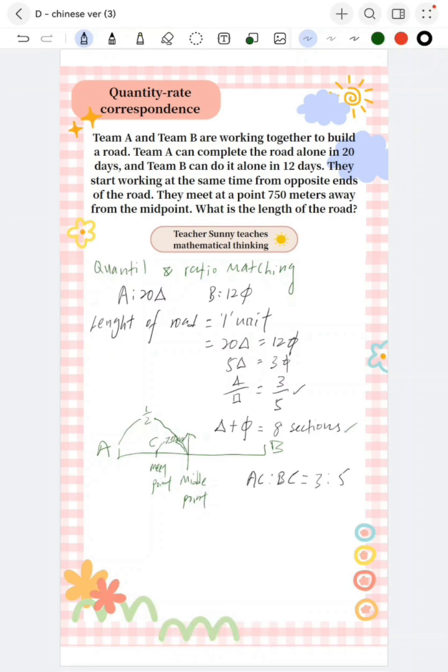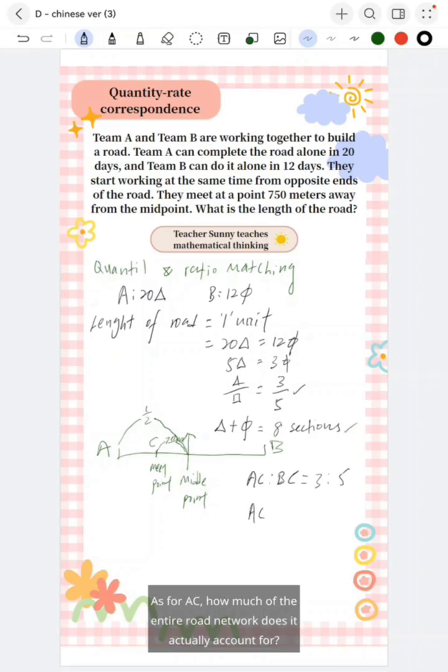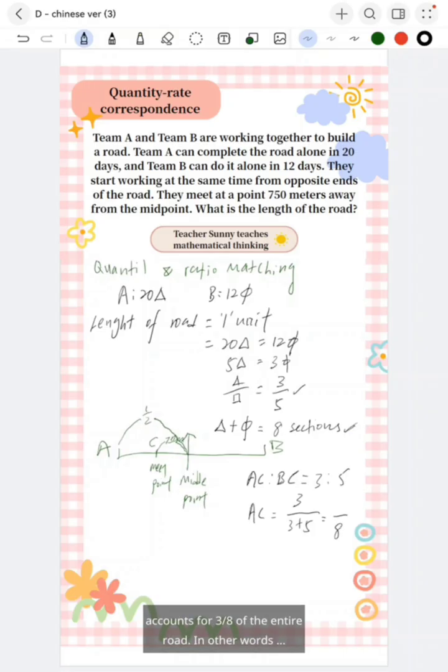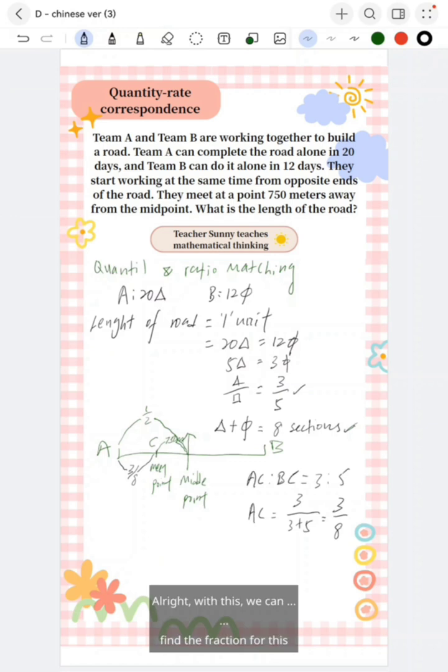And then as for AC, how much of the entire road does it account for? It takes up 3 segments out of the total 8 that the whole road can be divided into. So, consequently, AC accounts for 3/8 of the entire road. In other words, from here to here, it covers 3/8 of the whole road. Alright, with this, we can find the fraction for this segment, because the fraction for this segment corresponds to the 750 meters.